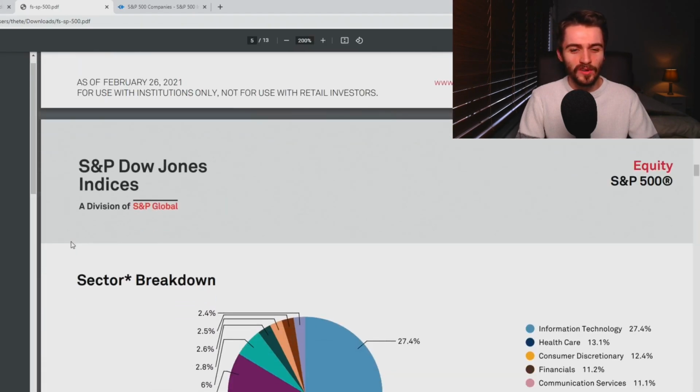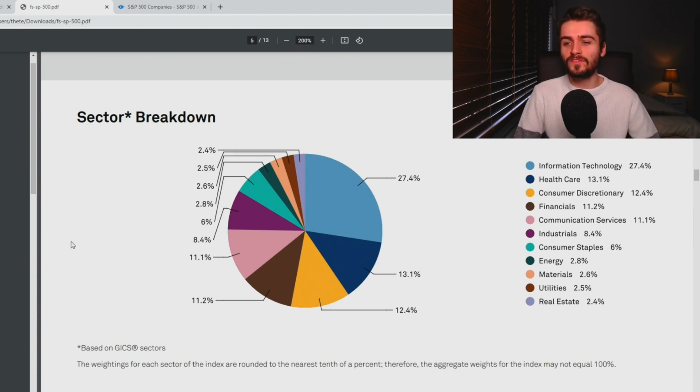It's also interesting to look at the sector breakdown pie chart, and unsurprisingly, we can see that information technology companies account for 27.4% of the index. So effectively, those are your companies operating in the tech space. But this breakdown really does show you that there is a vast number of industries included within the index, such as healthcare, consumer discretionary, financials, communication services, industrials, consumer staples, energy, materials, utilities, and real estate. But the point to take away is that different sectors are weighted more heavily than others, depending on the market cap of the companies included within those sectors.